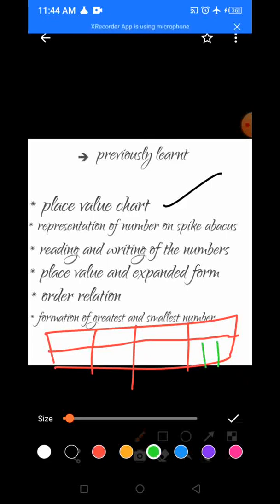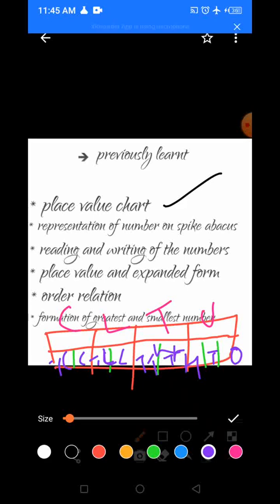And this was divided further into 3, 2, 2, 2. The first one was the unit period. Then we had the thousand period. Then we had the lakh period and the crore period. And further here, we had ones, tens, hundred in the unit period. Then in thousand, we had thousand. Then 10,000, lakh, 10 lakh in the lakh period. Then crore and 10 crore in the crore period. So you all remember it very clearly?